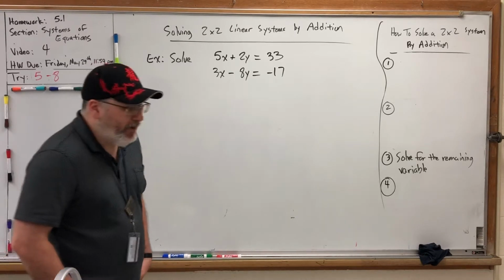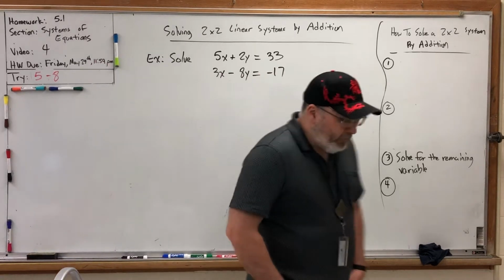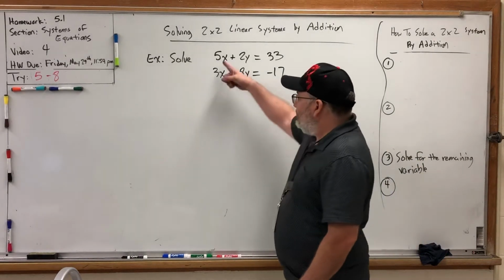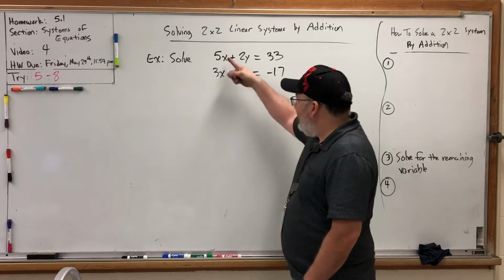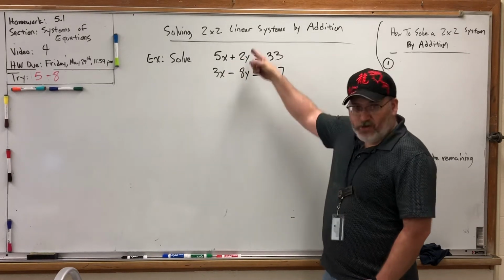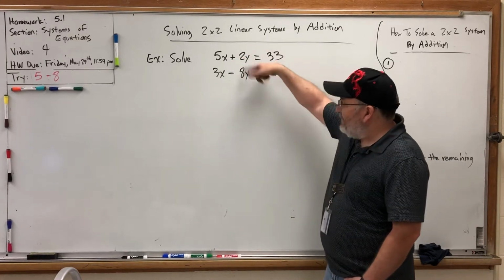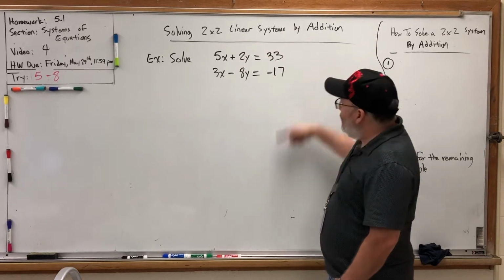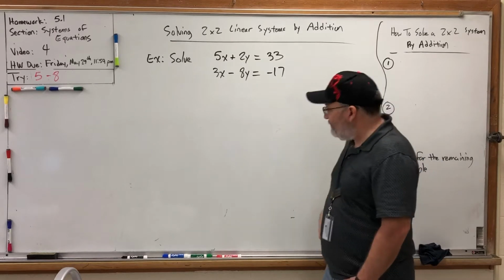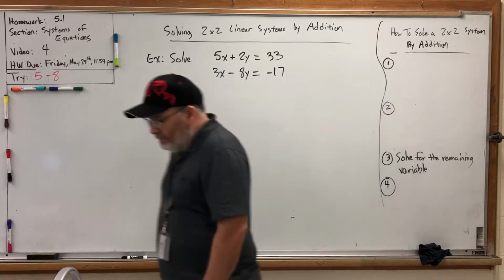Addition, as the name implies. Here's the thing we're going to take advantage of. Everybody knows that you can combine x's. You can add x's together. If I added these, I would get 8x. Everybody knows you can combine y terms. If I added these, I would get negative 6y. And everybody knows that you can combine constants. If I combine 33 and negative 17, I would get 16.